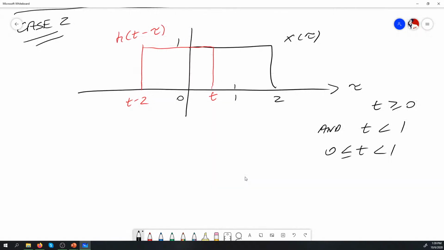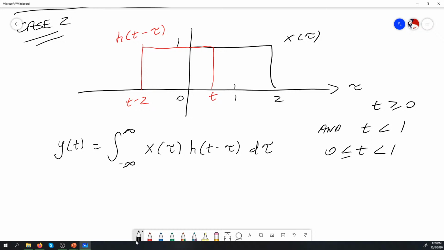We know that the convolution integral is represented by our y of t equation here, and that our overlap for these signals exists only for this part here that's shaded in green.